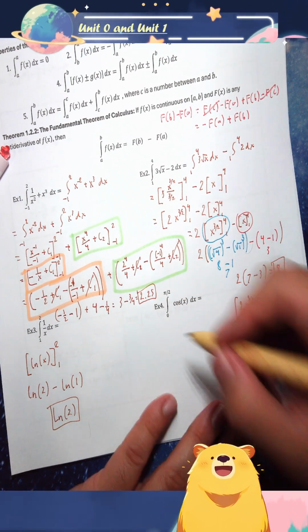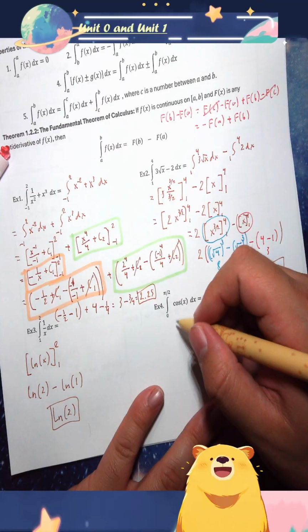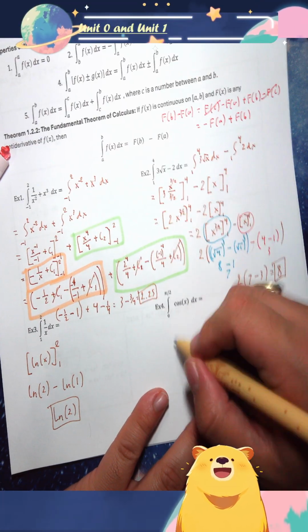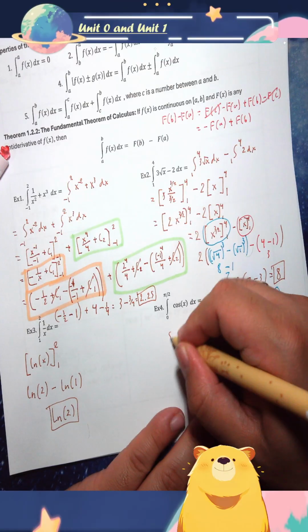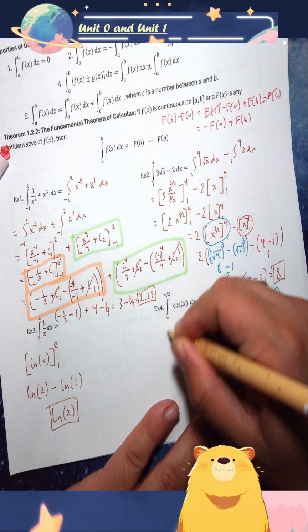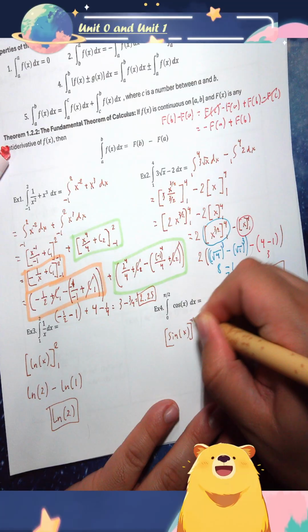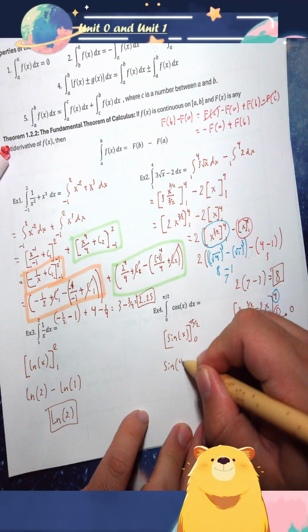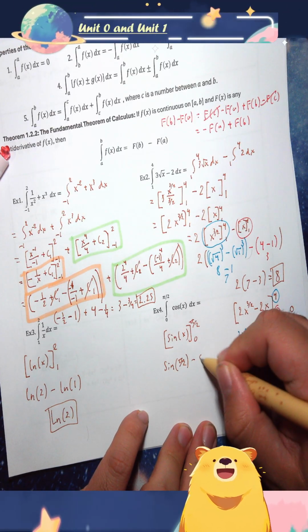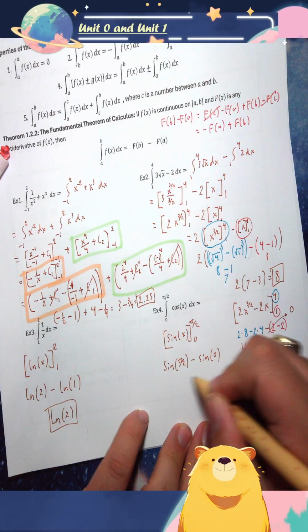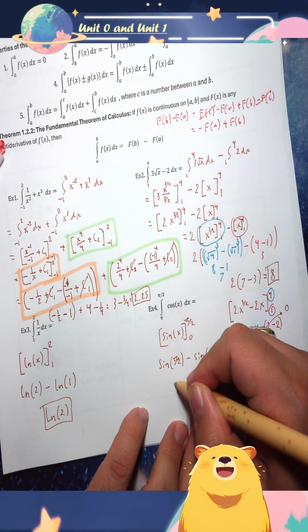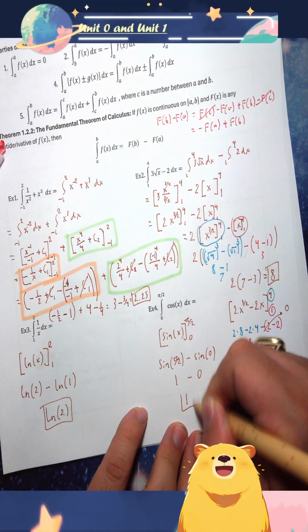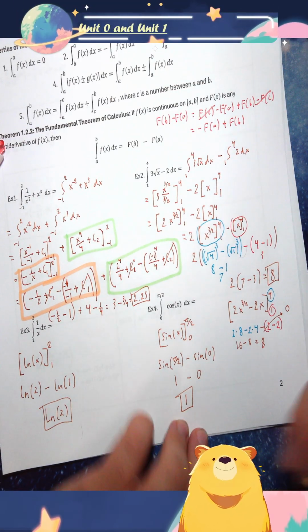And over here we have the opposite, or not the opposite. The step before cosine is sine. So sine of x from pi over 2 to 0. And that's sine of pi over 2 minus sine of 0. That's definitely 0, and that's going to be 1. And the answer is 1 minus 0 is 1.